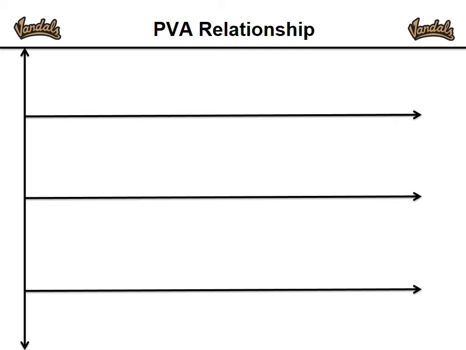So here you have the PVA relationship set up. Again, I have my time here. I've labeled my x-axis for all three: position, velocity, acceleration. Now, when you do this, I would always recommend doing position on the top, with velocity and acceleration, the derivatives, falling underneath in line with that.